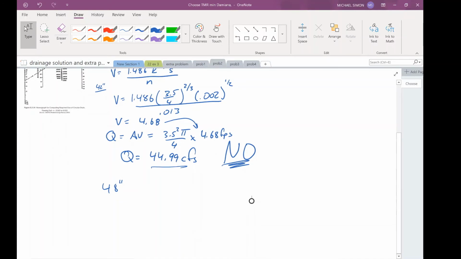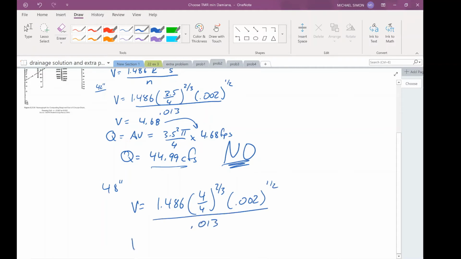The velocity will be based on 1.486 times 4 over 4 to the 2/3, times 0.002 to the 1/2 over 0.013. So square root of 0.002 times 1.486, divided by 0.013. Velocity is 5.11. Q equals AV. So Q will be equal to 4 squared pi over 4 times 5.11 feet per second.